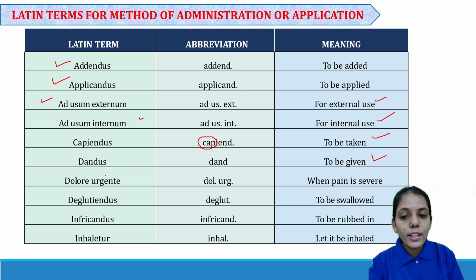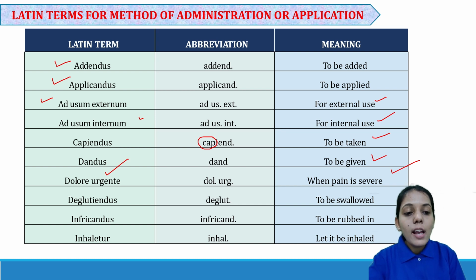Urgente means urgent. When pain is severe. So remember, if urgente is coming, it means something severe is there. So dolore urgente means when pain is severe. Next is deglutiendus. Deglutiendus means swallowing, to be swallowed.